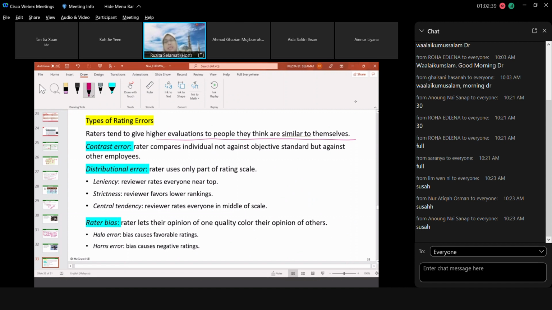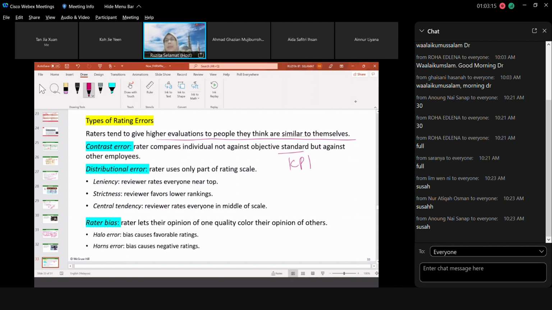Specifically, we have rating errors under contrast error and distributional error. And bias, we have another category. So in contrast error, the rater compares an individual not against an objective standard but against other employees. By right, we should be looking at the KPI, meaning what the person actually does, bukan how that person looks or presents himself or herself kepada you. Kalau dia pandai bodek, then dapat markah lebih tinggi.